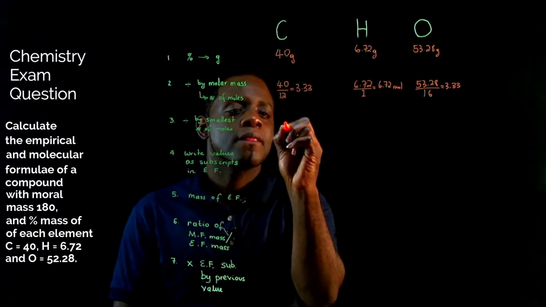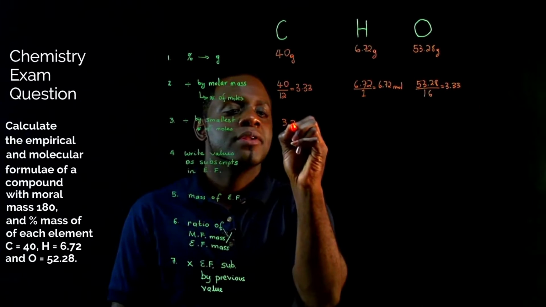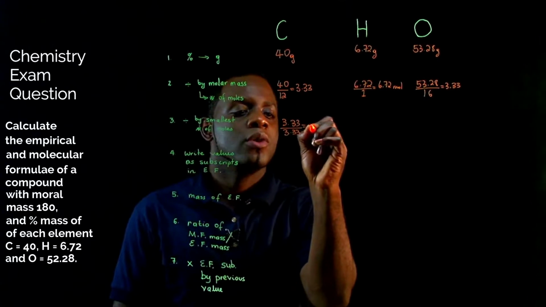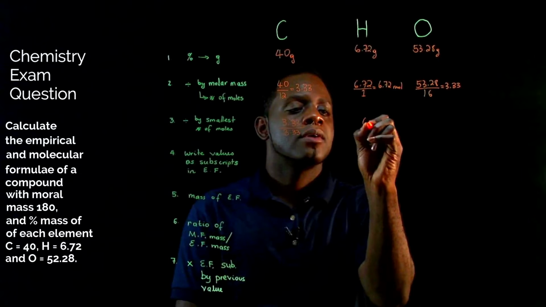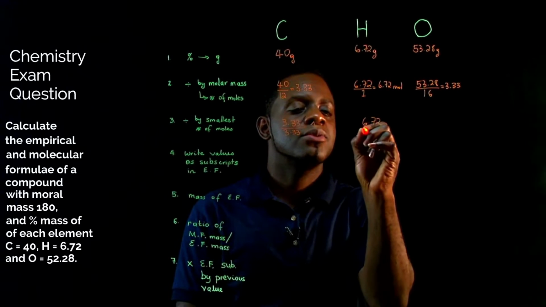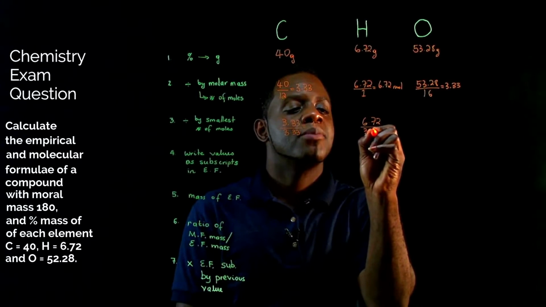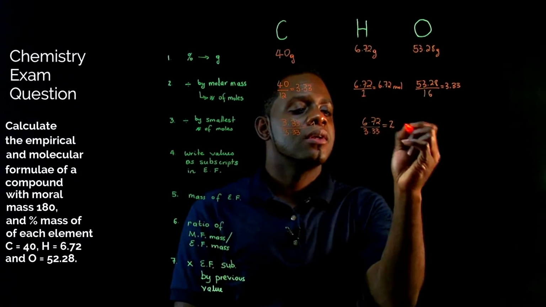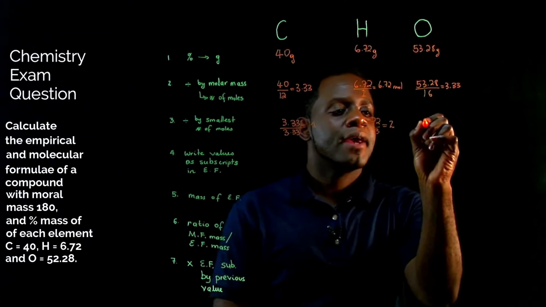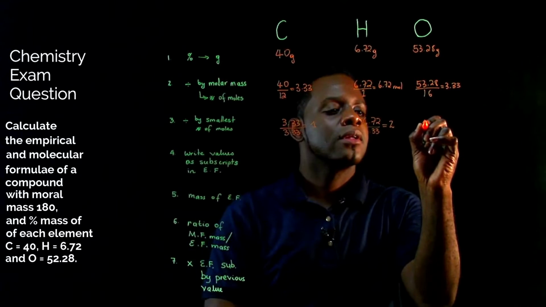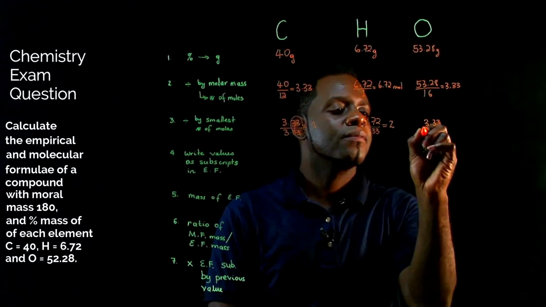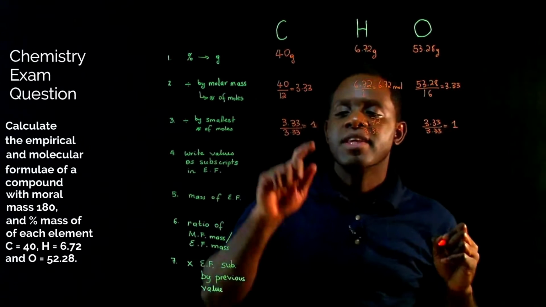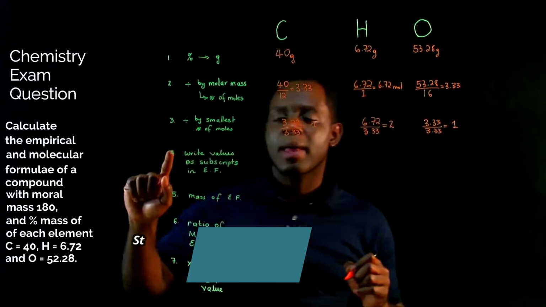So 3.33 divided by itself equals 1. 6.72 divided by 3.33, the smallest number of moles, is 2, and like carbon, 3.33 divided by 3.33 gives us 1. These numbers are needed now in step 4.